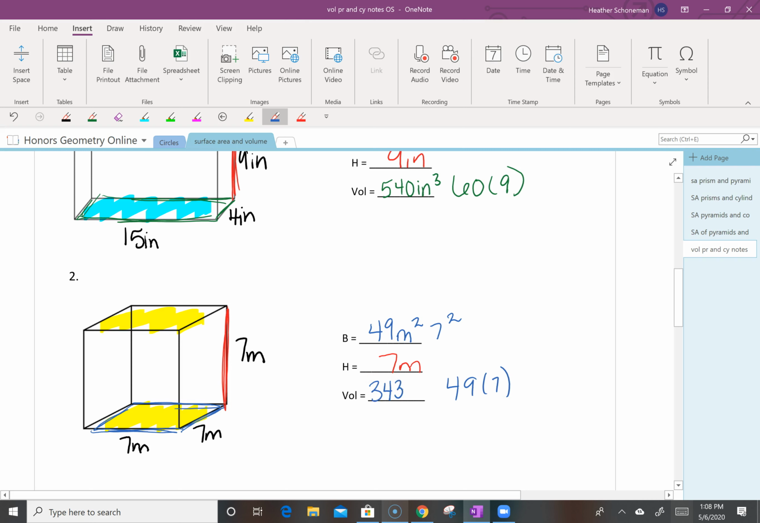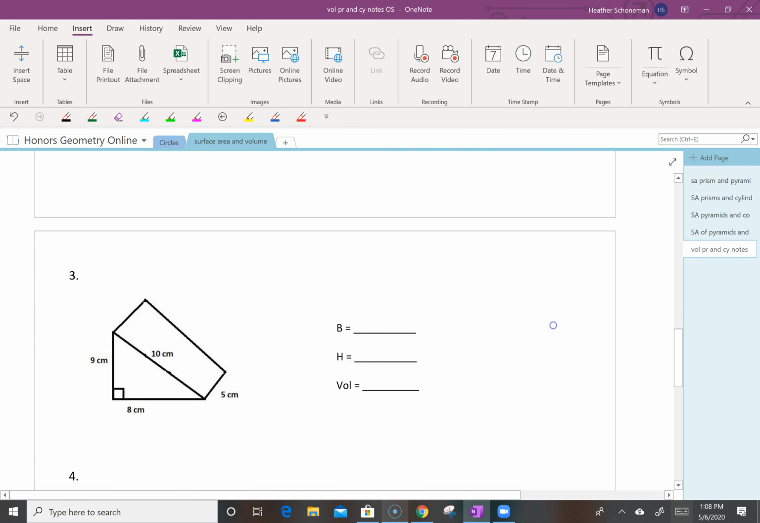Okay, and I don't know if I made a big deal about this in the last one, but the units for volume is no longer squared, but it's meters cubed, because volume is measuring the amount of cubic meters, inches, feet, whatever, cubic units in a space.